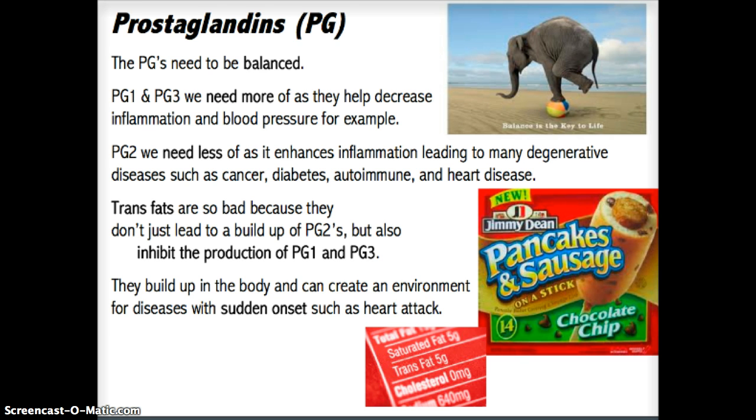And come on, who needs a pancake and sausage on a stick and dipped in chocolate chip? I don't know about that.